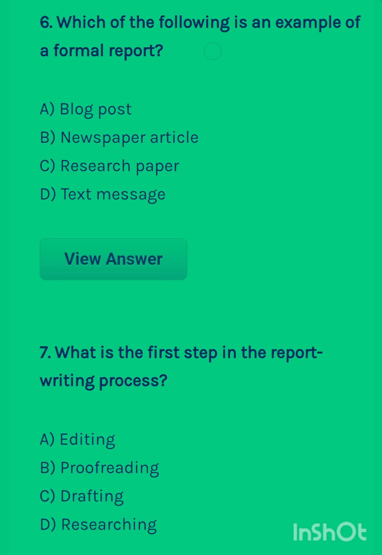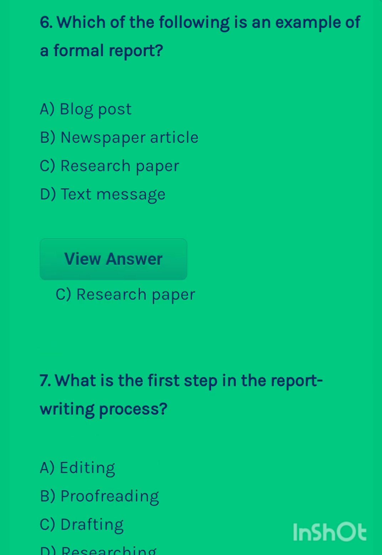Question number 6. Which of the following is an example of a formal report? Number 1, blog post. Number 2, newspaper article. Number 3, research paper. Number 4, text message. Correct option will be option C, research paper.